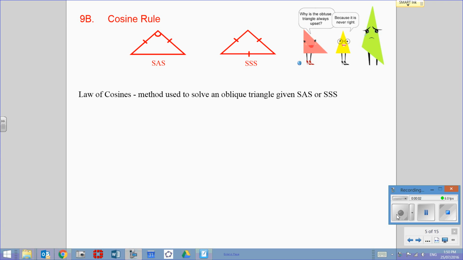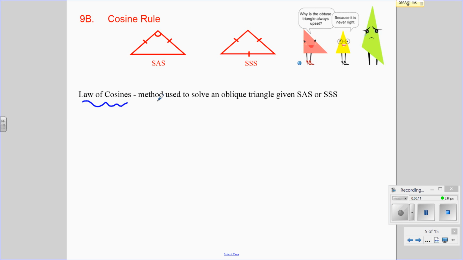Hi, IB. So 9b is our second rule for chapter 9, which is the cosine rule, also known as the law of cosines. And we are particularly going to be thinking about how do we find unknown sides or angles if it's not a right triangle. So cosine rule is going to help us, but only in these two cases.